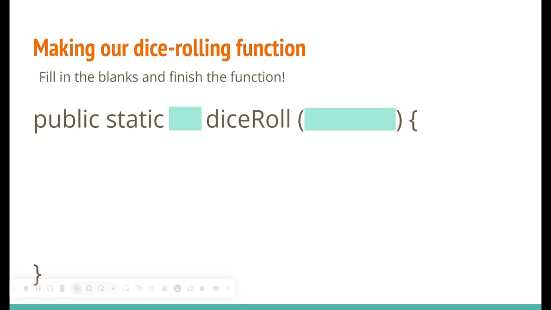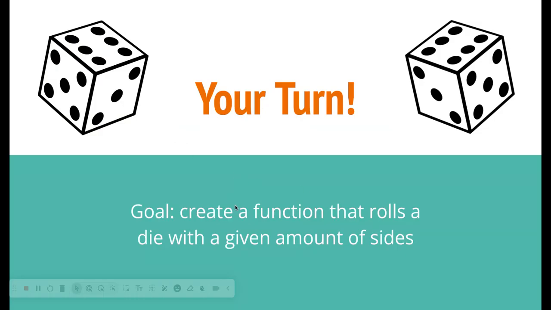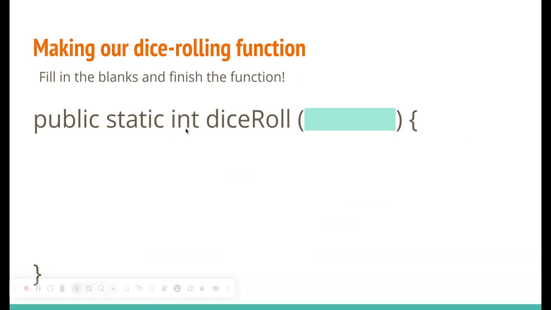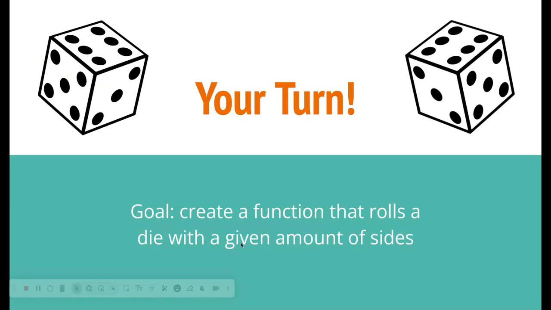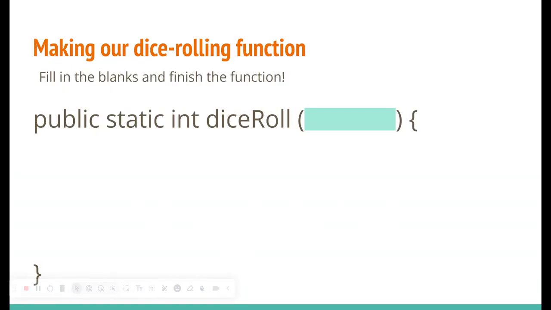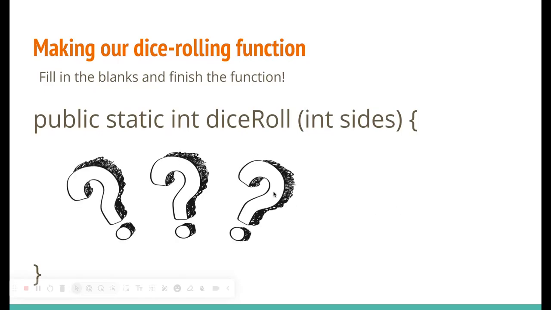Well, let's go back to the description of the function. So it rolls a die with a given amount of sides. So that indicates that we're going to return the value of the dice roll. So in that case, we're probably going to return an int. Next, for parameters, what do we actually have to tell this function in order for it to execute? Well, let's look back. It says with a given amount of sides. Therefore, we know that it must need to know the number of sides, so we're going to input that as our parameter. But what do we actually put inside this function?